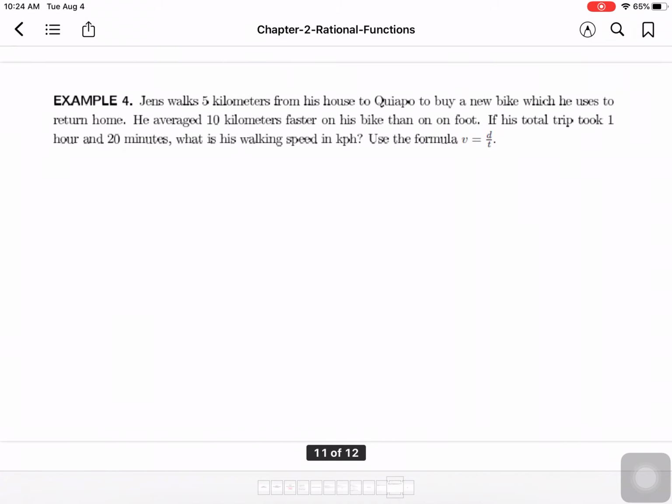Last, Jens walks 5 kilometers from his house to Quiapo to buy a new bike which he uses to return home. He averaged 10 kilometers faster on his bike than on foot. It's normal. He biked, good, no? If his total trip took 1 hour and 20 minutes, what is his walking speed in kilometers per hour? Use the formula V is equal to distance over time.